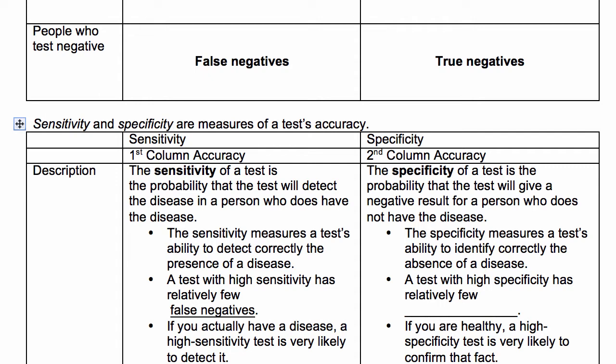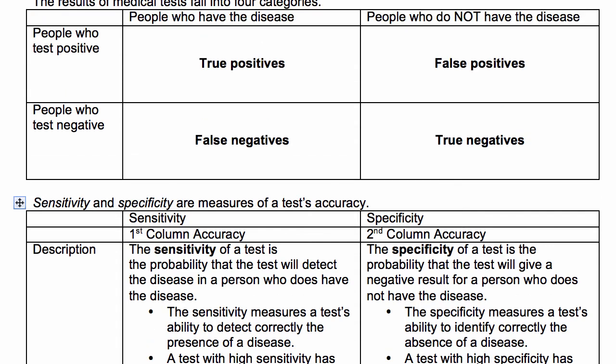On the other hand, specificity measures the accuracy of the test for people who do not have the disease. That is, people in the second column of our chart above. The specificity of a test is the probability that the test will give a negative result for a person who does not have the disease. That is, the specificity measures a test's ability to identify correctly the absence of a disease.